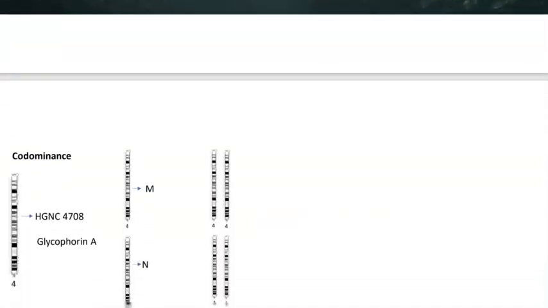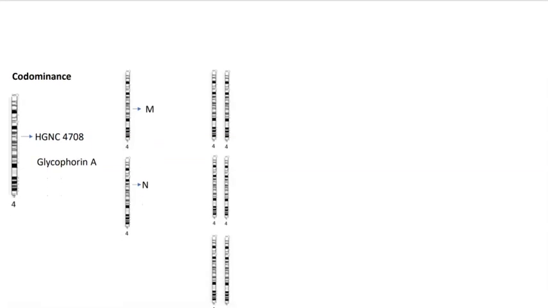So we're looking at codominance, and for our example, I've chosen a type of blood group, but it's not the classic ABO blood group. This blood group is called the MN blood group. It's on chromosome 4. There's a gene called HGNC:4708, and on that gene, it's coding for a structure which is called a glycophorin.